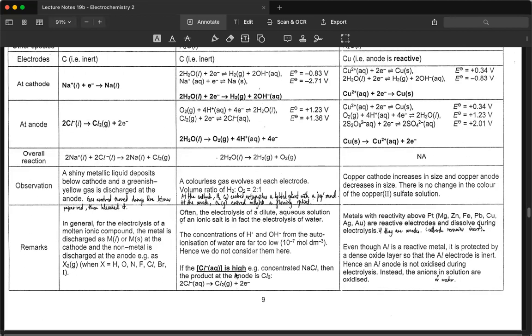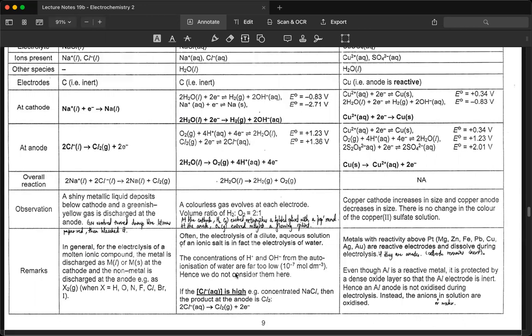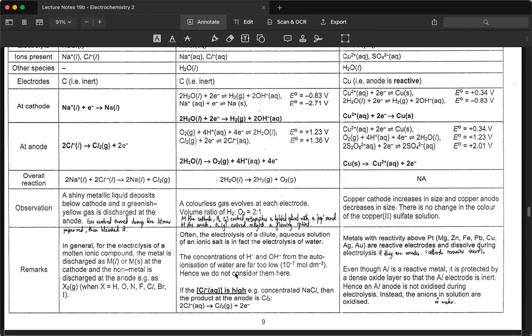And take note that if the chloride concentration is high enough, there will be a shift of the position of equilibrium to the left to make the E0 value less positive and increase the chance, which means Cl- will be discharged instead of water getting oxidized.